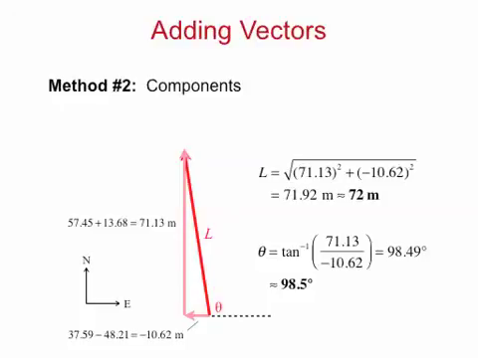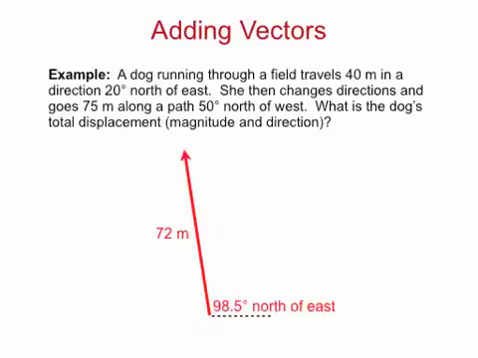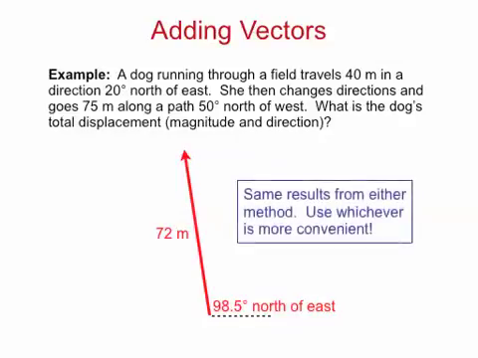One side point. Most calculators give inverse tangents in the range of negative 90 degrees to 90 degrees, and that's perfectly legal. But if you want your angle to be in the range of 0 to 180 degrees, and your calculator gives a negative number, all you have to do is add 180 to it. Summarizing the results of our calculations with components, we find that the dog's total displacement vector has length 72 meters and points 98.5 degrees north of east. This is exactly the same result we got using the geometrical method, as we would expect.